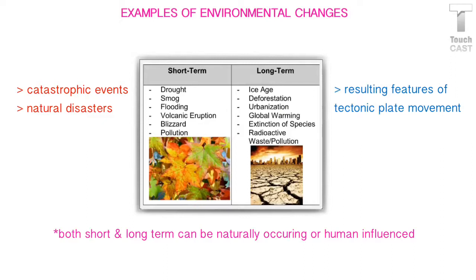As far as long-term, there's ice age, deforestation, urbanization, global warming, extinction of a species, radioactive waste or pollution, and even the resulting features of tectonic plate movement, whether it be the actual motion of the continents like continental drift or mountain building. The thing to remember, along with the different examples, is that both short and long term can occur naturally or they can be caused by humans.